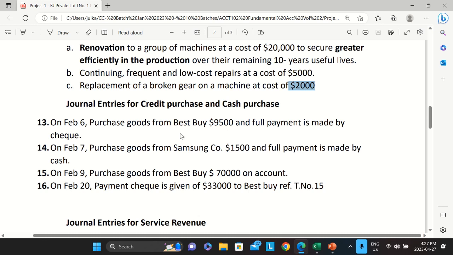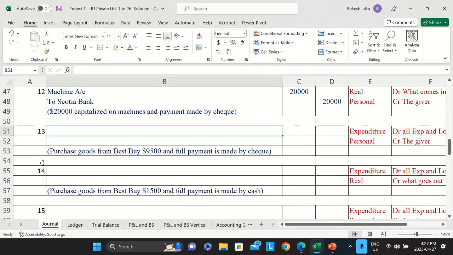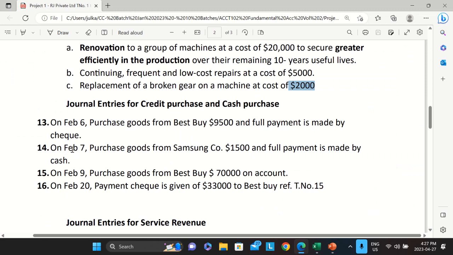So purchase goods from Best Buy 9,500, and the full payment is made by check. So purchase account debit. We don't write a goods account debit. Never. If you are going to buy it, we write purchase. If you're going to sell it, write sale, not goods. So in this case, purchase account debit to Scotiabank. So the 13th transaction will be purchase account debit. The amount is $9,500 on the debit side and 9,500 on the credit side. So purchase account debit to Scotiabank. Right. So this is the transaction that we have completed.